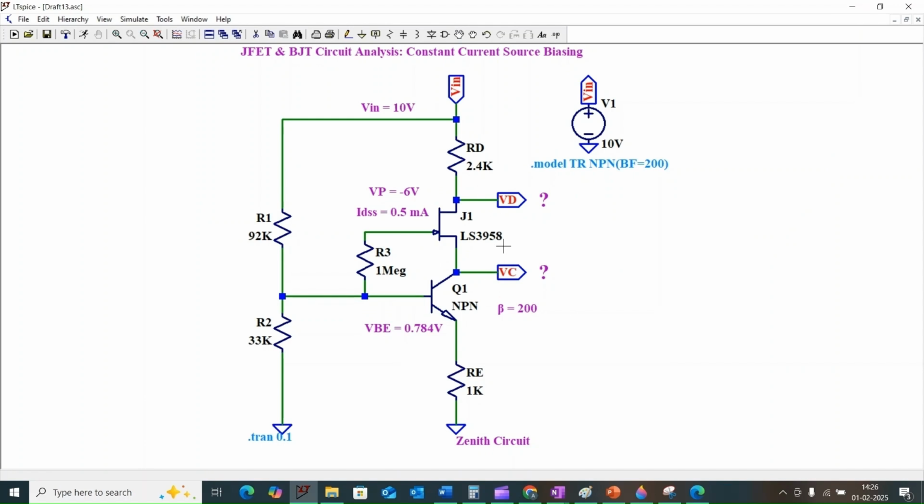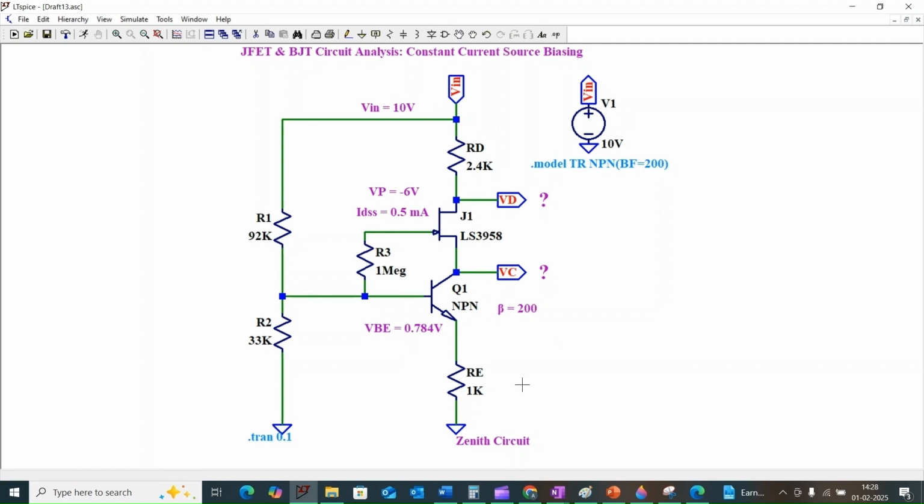Today we are going to discuss a circuit that combines a JFET and a BJT. We will see how the BJT acts as a constant current source to bias the JFET, and we will calculate the key voltages VC and VD.